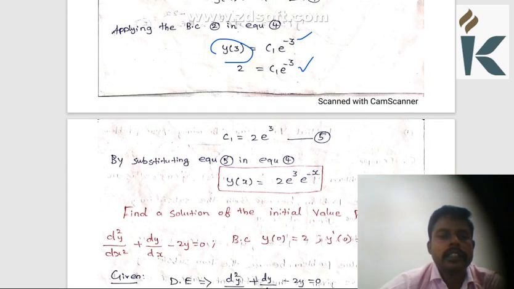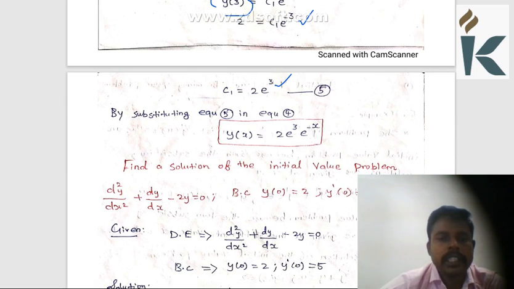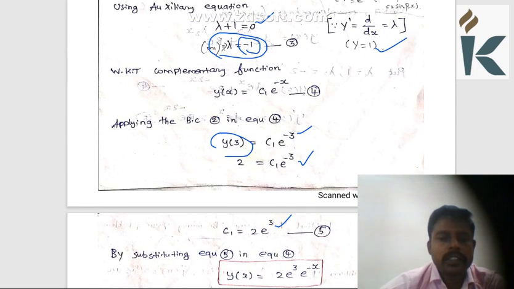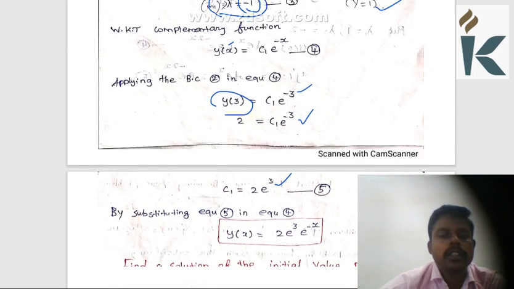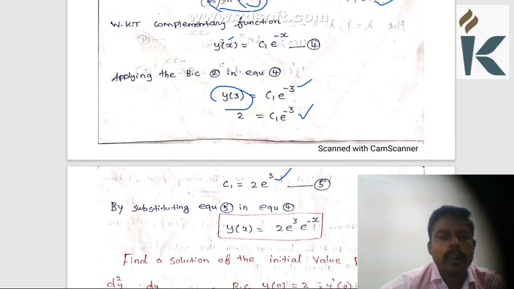Then finally the c1 value is 2 into e power, this e comes here, meaning 2 by e power minus 3. We replace it like this: 2 into e power 3. So by substituting this in our boundary conditions, the complementary functions we are writing, this is the complementary function. Therefore y of x equal to, the c1 value is 2 e power 3.